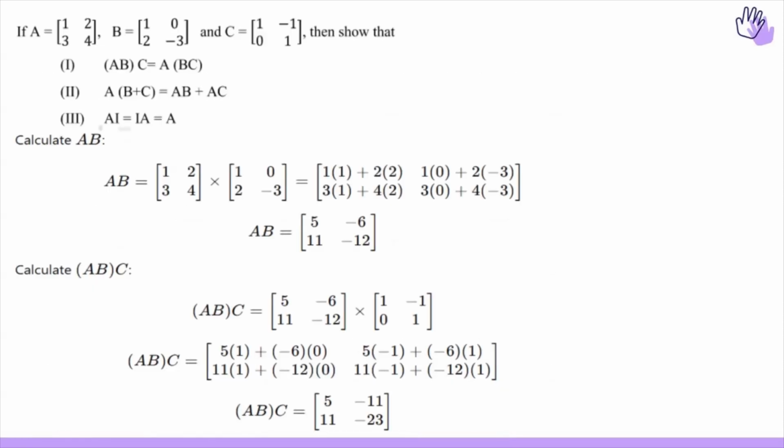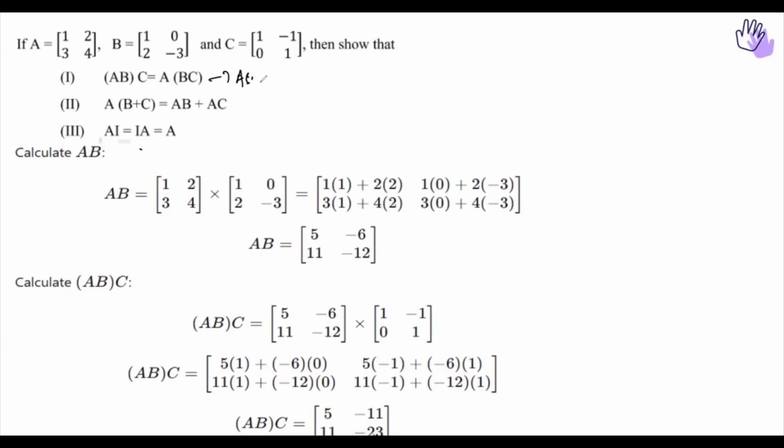There is a question here. If A equals 1, 2, 3, 4, B equals 1, 0, 2, minus 3, C equals 1, minus 1, 0, 1, then show that AB times C equals A times BC. So this is the cross-checking of the associative property, right? Associativity. That is what they're trying to check.